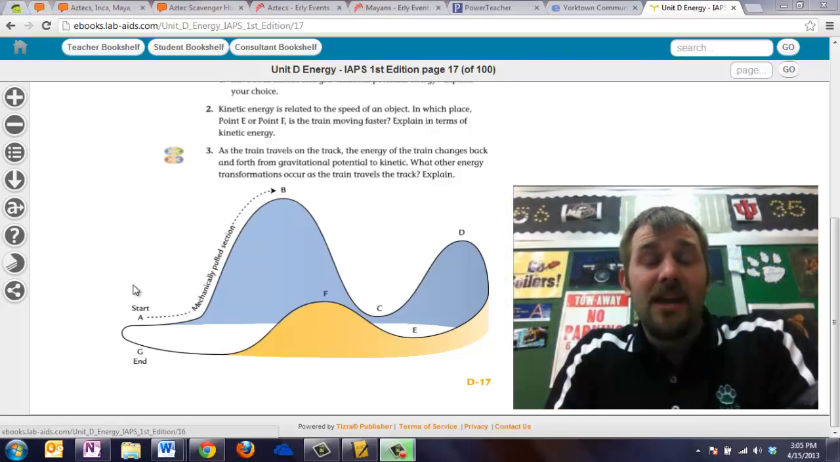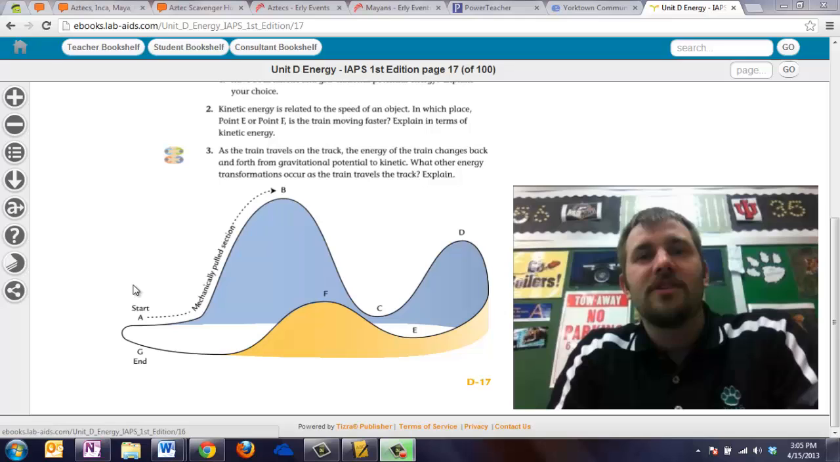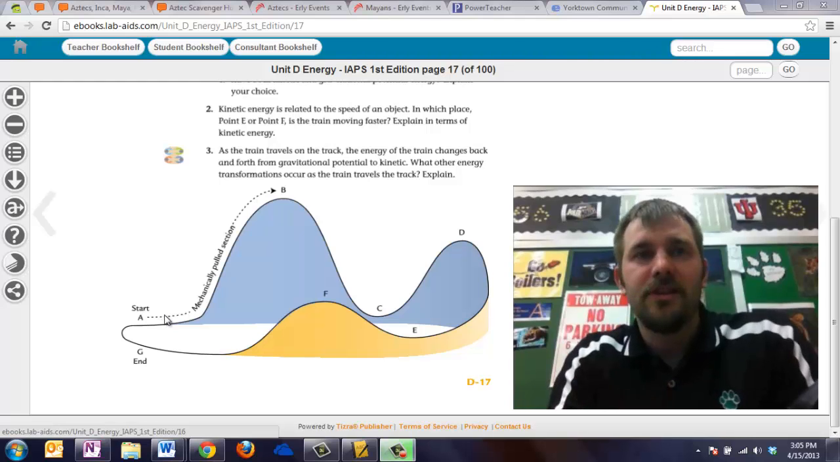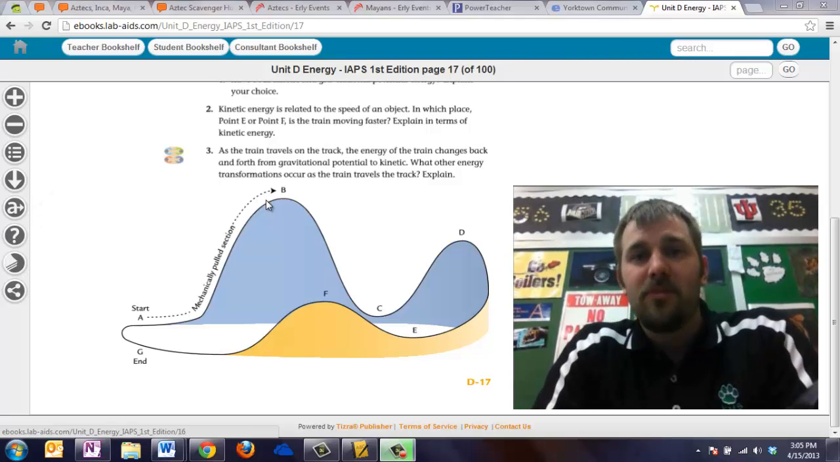Okay, so letter B wants to know at which point is the kinetic energy greatest. Well, that's pretty easy when you think about a roller coaster. A roller coaster is only lifted at one point. You see that from A to B it's mechanically pulled. At that point, right at B, there is no more machine doing work.